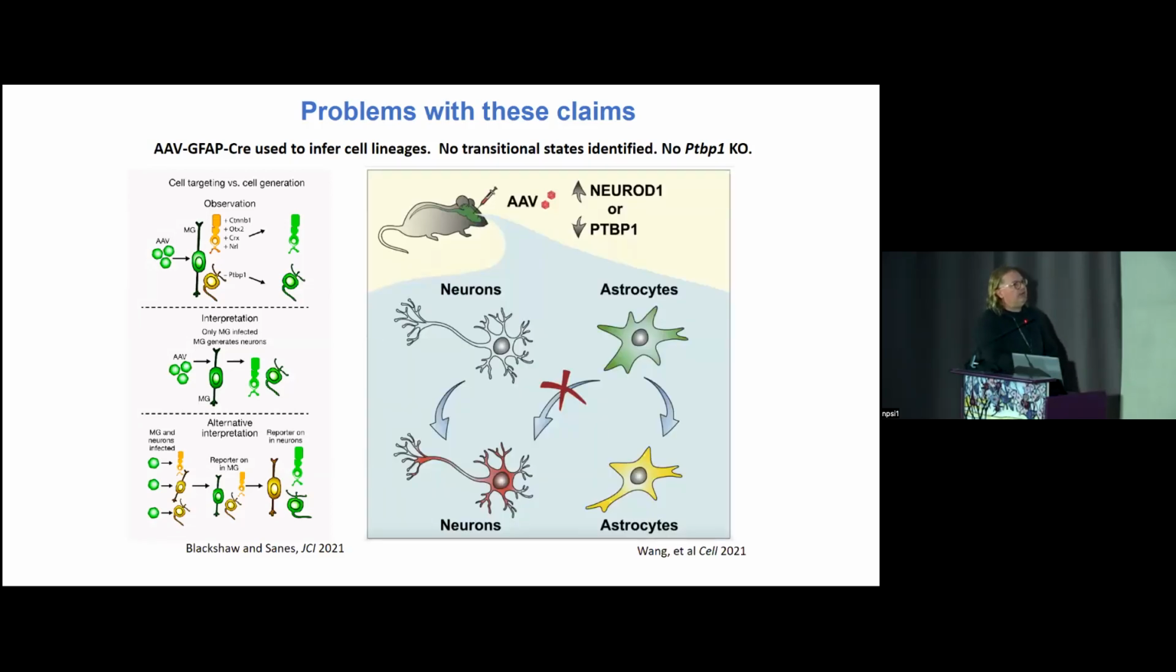And Chun-Li Zhang at UT Southwestern published a paper in Cell in 2021 that also cast doubt on this, that basically said that, yeah, GFAP-based AAV, when used to either overexpress NeuroD1 or knock down PTBP1, actually gave leaky expression, shut off in astrocytes, turned on in neurons.